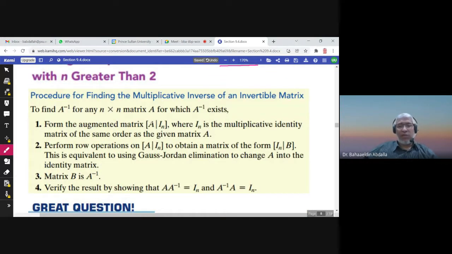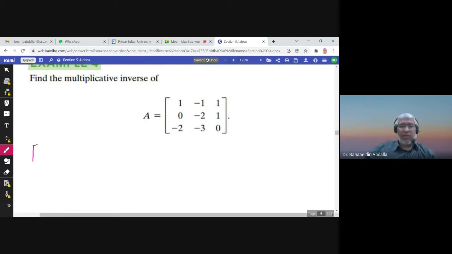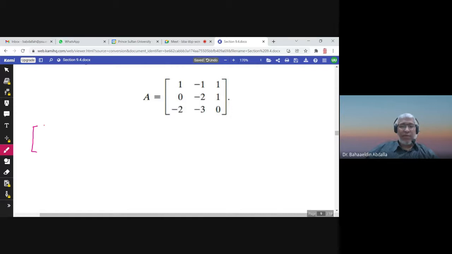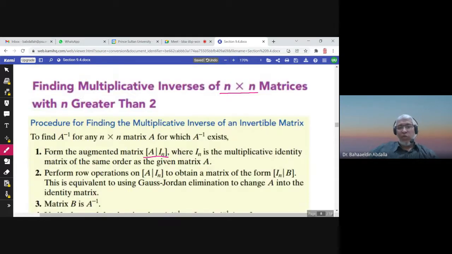And this procedure is as follows. We write the matrix A, a vertical bar, and then the identity matrix, all in one matrix. So for example, find the multiplicative inverse of this matrix. The first step is to write the matrix A, then a vertical bar, and then write the identity matrix. This is 3 by 3, so I3, which is 1, 0, 0, 0, 1, 0. If you don't know the definition of the identity matrix, please check the previous video, section 9.4. So we write it like this.